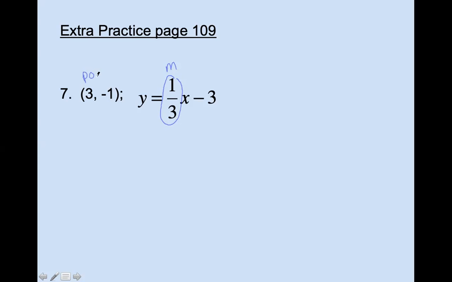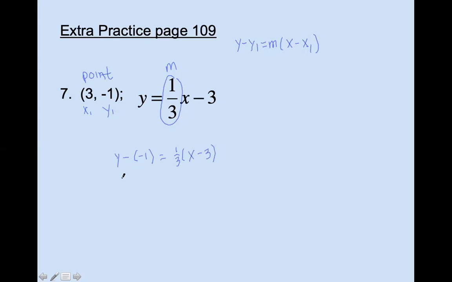So whenever you're given a point and a slope, the easiest way to write the equation is to write it in point slope form. So I'm going to use point slope form, which remember is y minus y1 equals m times x minus x1. All right, so this is my point, my x1, y1. And I'm going to put it all together and write an equation. So I have y minus y1 equals m times x minus x1.